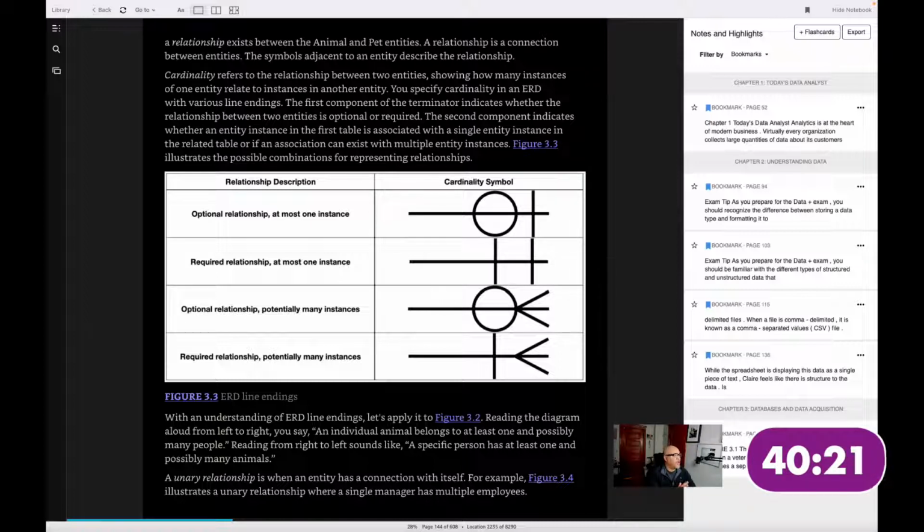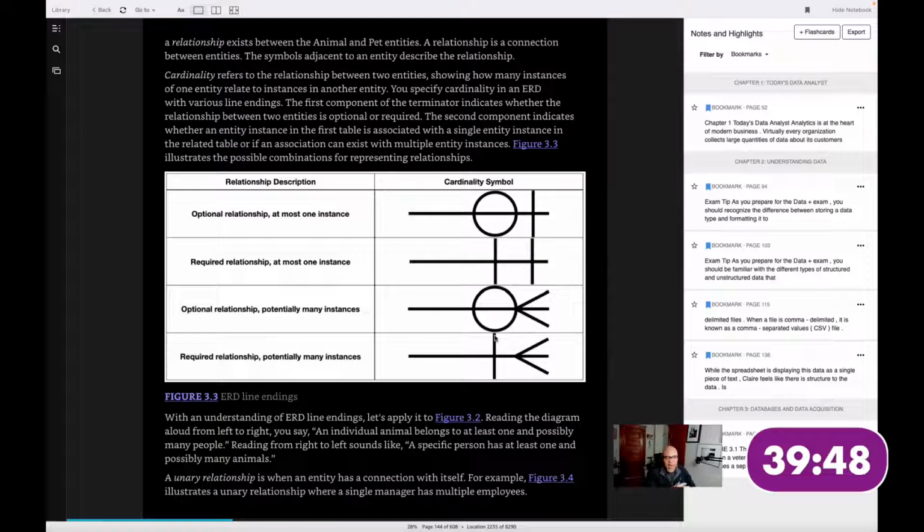Okay, he says the first component of the terminator indicates whether the relationship between the two entities is optional or required. He's referring to the circle and the plus, which I will just call a cross. The circle means these are optional. Crosses mean that this is required.